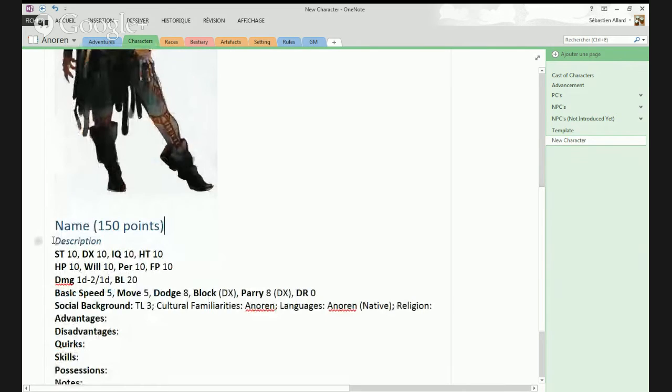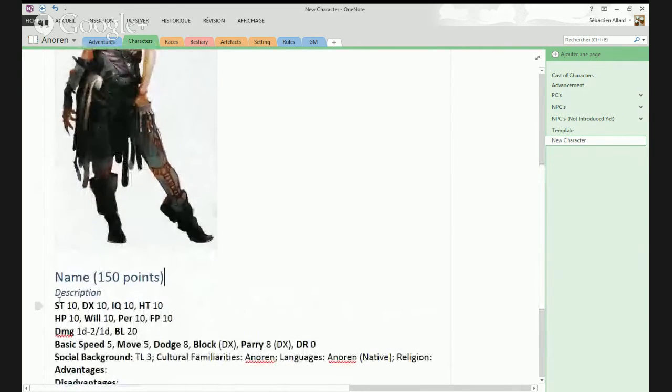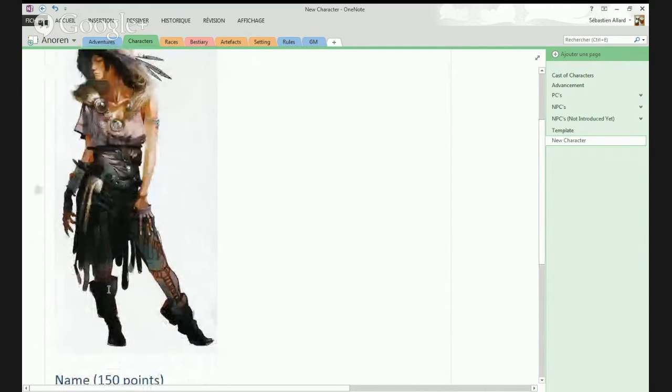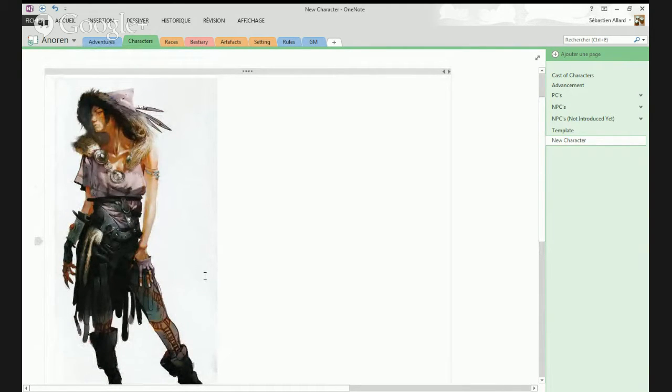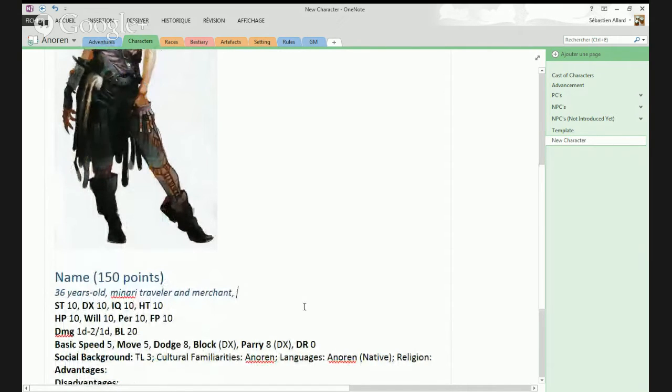So okay, so she looked, yeah, let's say 36 years old. She's Minari, traveler, and merchant. She has mismatched clothes. She seems to have some fur and some feathers. She's kind of slim, a slightly slim build. Minari traveler. Slim build.